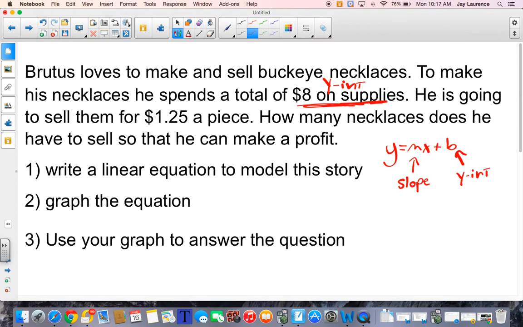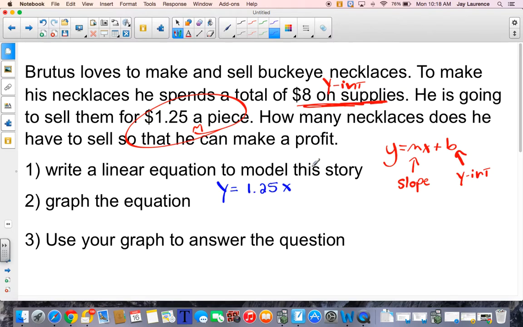He's going to sell them for $1.25 a piece. $1.25 for one necklace. Let's see, one necklace costs $1.25, and then two necklaces would be another $1.25, would be $2.50, and then three. Hey, it looks like I'm doing a slope, doesn't it? Yeah, this a piece thing is a slope. So this is my slope right here, $1.25. To write my linear equation is real simple now. I just write y equals $1.25x.